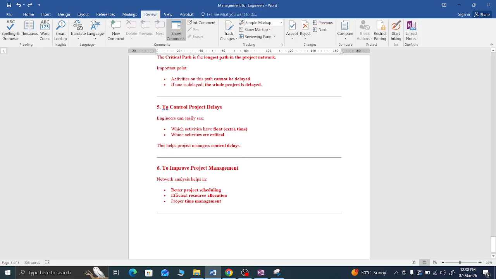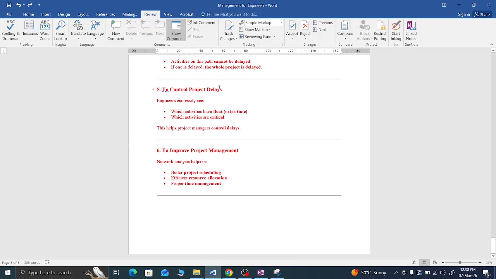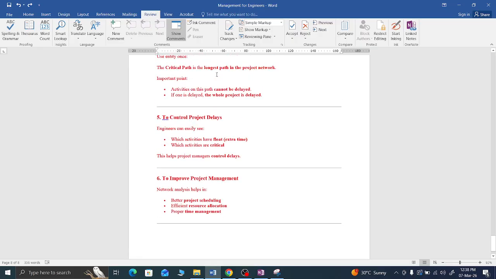Activities on this path cannot be delayed. If one is delayed, the whole project will be delayed. If we delay one activity on that path, it will be very, very difficult. So engineers need to have that understanding.